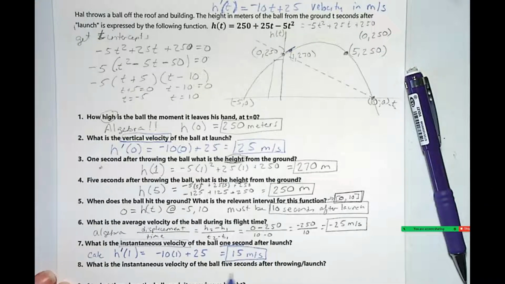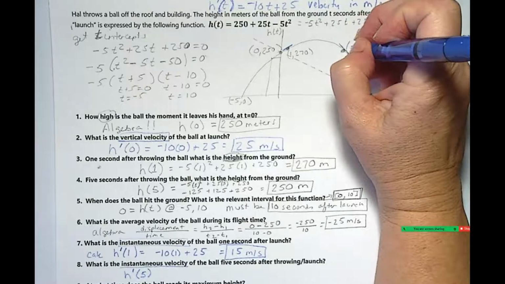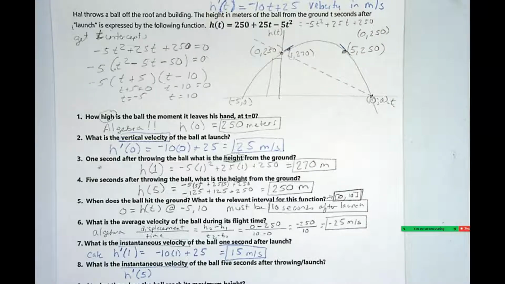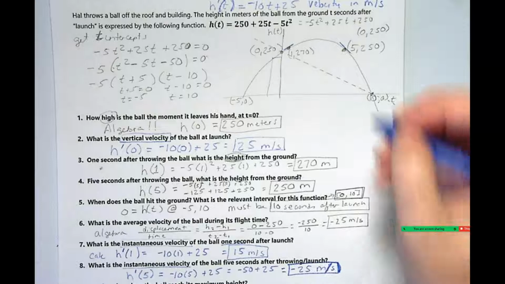All right, instantaneous velocity of the ball 5 seconds after throwing. What is that going to be? Calculus. H prime of 5. Good. Okay, so which means we're right here, right? So we're going down, right? I guess I should have written stuff on there. I'll try to get to it in a second. All right, let's start plugging in. We now have the instantaneous velocity of negative 25 meters per second at 5 seconds in, which is here.